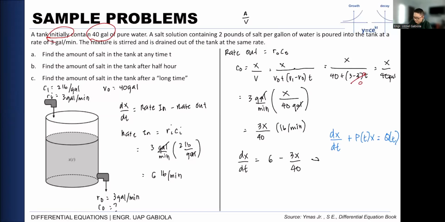So, ito now will be equals to dx over dt plus 3 over 40 x is equals to 6. O, tinranspose lang natin. Okay? And then, kukunin na natin yung ating integrating factor na in terms siya ngayon ni t. Okay? That is e raised to integral of p of t dt. Okay? So, continue natin sa another sheet. So, copy ko lang muna ito na gawa natin.